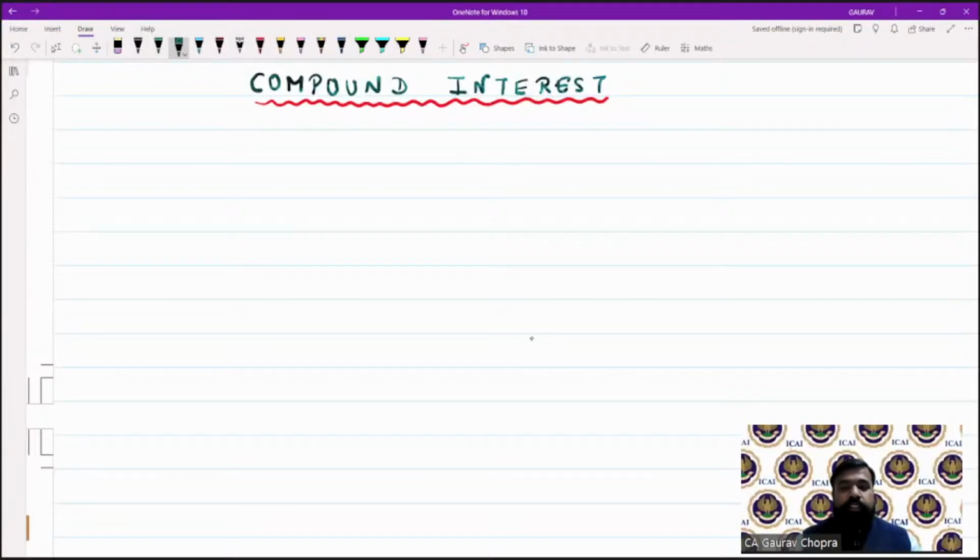In today's class, we are going to start the topic compound interest. What we are going to do in this second session is mainly compound interest. In the previous session, we had covered simple interest. The previous session was completely based on simple interest. Today is the second session for compound interest, and then the third session will be based on annuity. So overall, this chapter is divided into three parts.